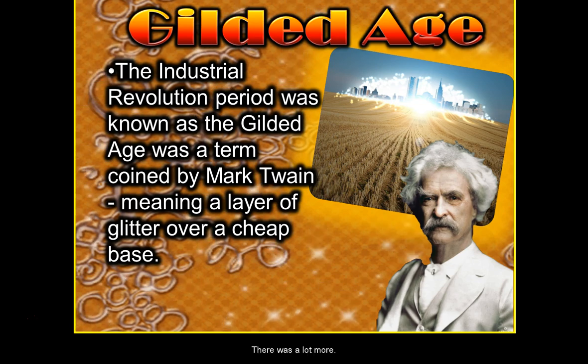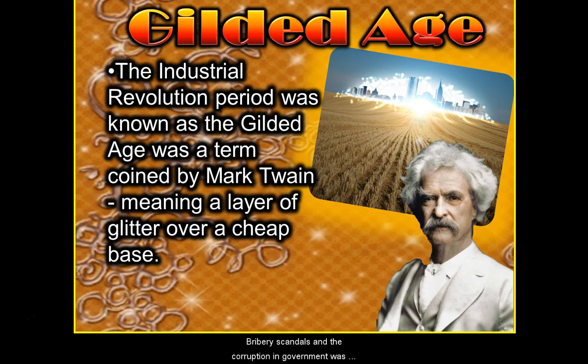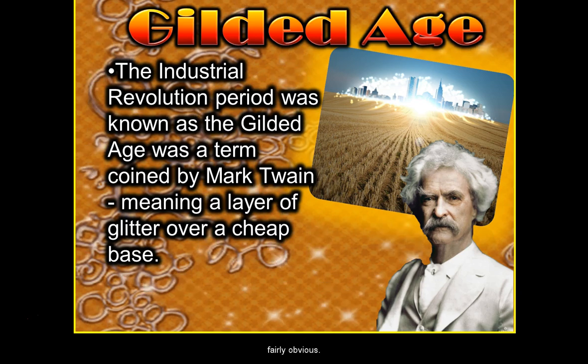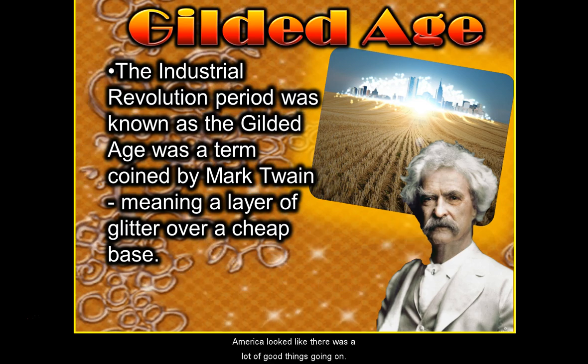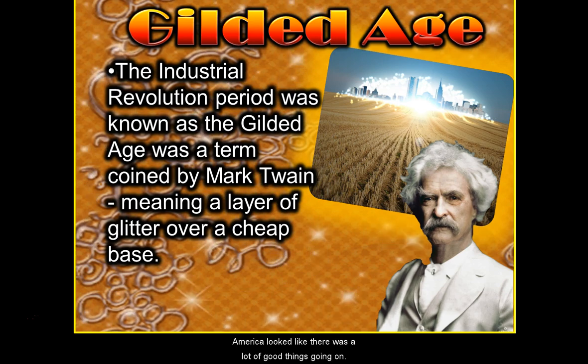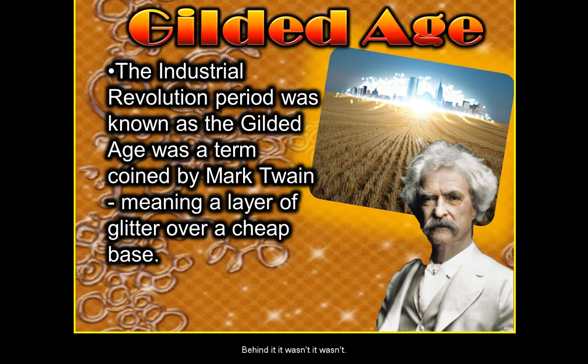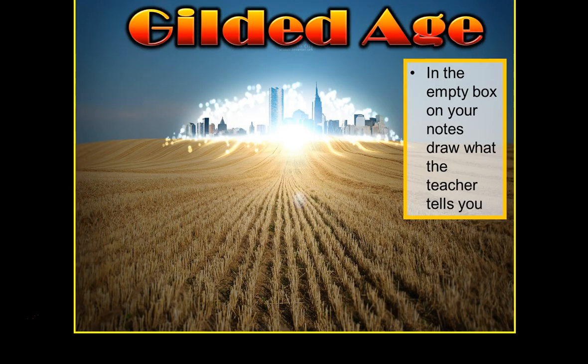There were a lot more bribery scandals, and the corruption in government was fairly obvious, and in many cases people didn't even try to hide it. So America looked like there was a lot of good things going on, but behind it, it wasn't perfect.